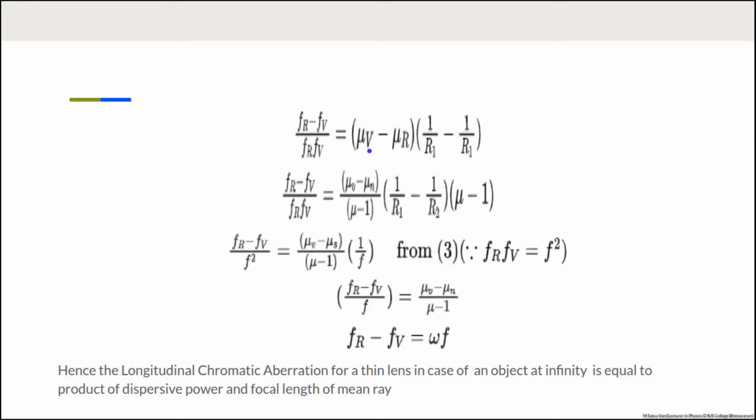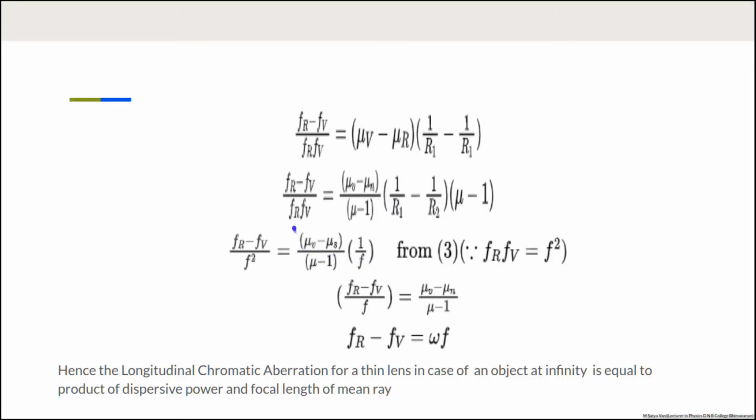Then in this equation, there is mu V minus mu R. By multiplying and dividing this equation by mu minus 1, we get this factor, mu minus 1 into 1 by R1 minus 1 by R2. This is nothing but 1 by F according to Lensmaker's formula.